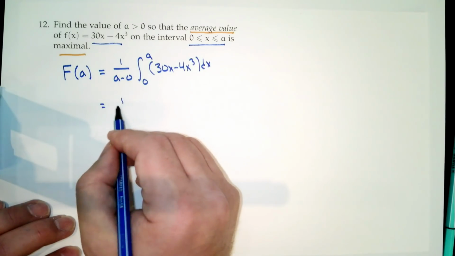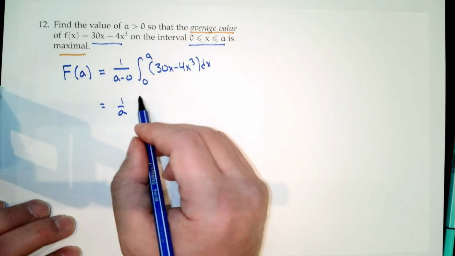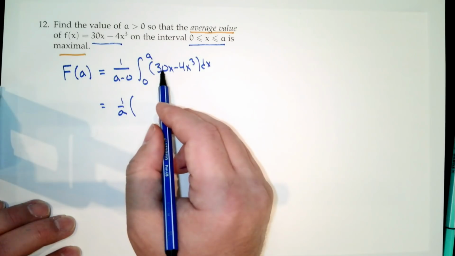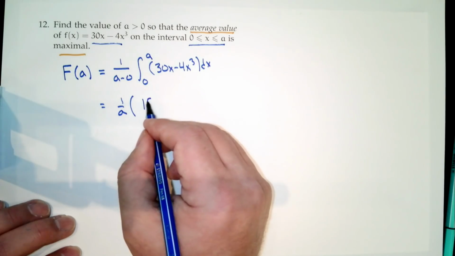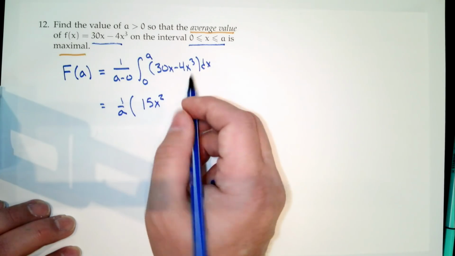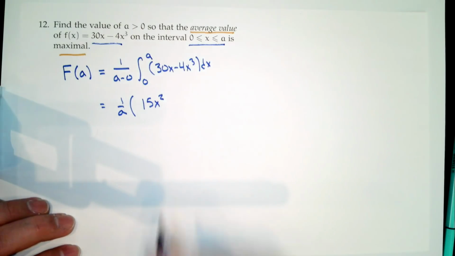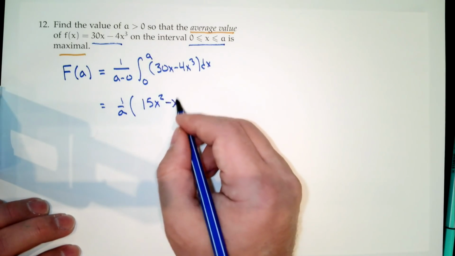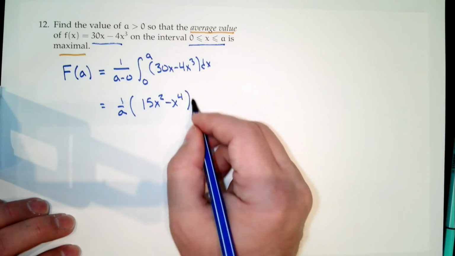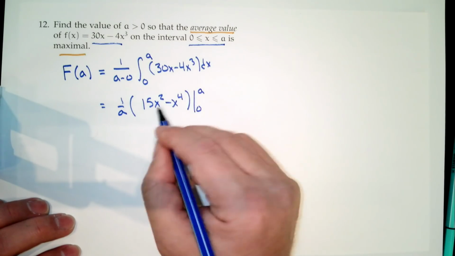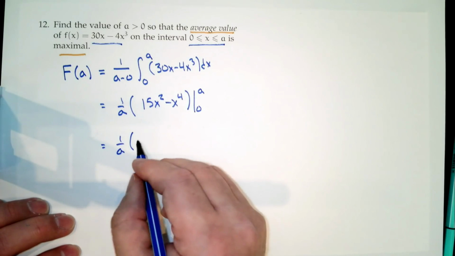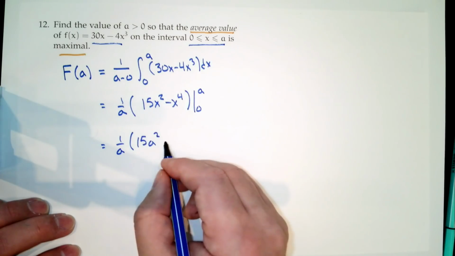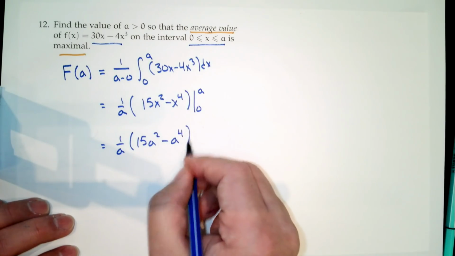So that's 1 over a. What's the integral of 30x? 15x squared. What's the integral of 4x cubed? X to the 4th. Okay, evaluate from 0 to a. So if I plug in 0, I get 0, which is nice. So I'm going to plug in a. I'll get 15a squared minus a to the 4th.